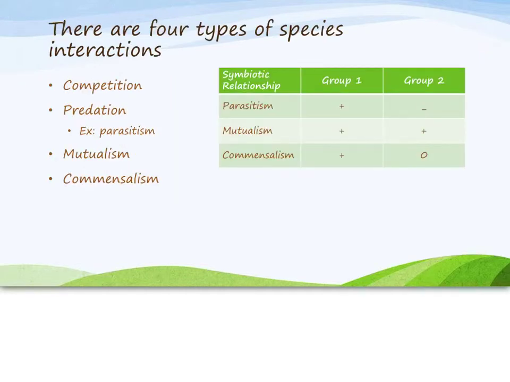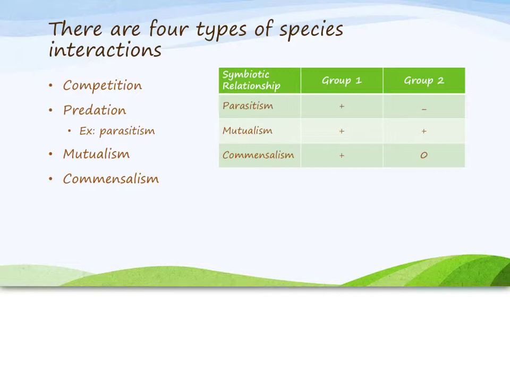So there are four types of species interactions, and they are competition, predation, mutualism, and commensalism. So you might have remembered from regular biology learning about parasitism, mutualism, and commensalism. They're all types of symbiotic relationships, or you might have heard the term symbiosis. So it's how two or more groups interact.